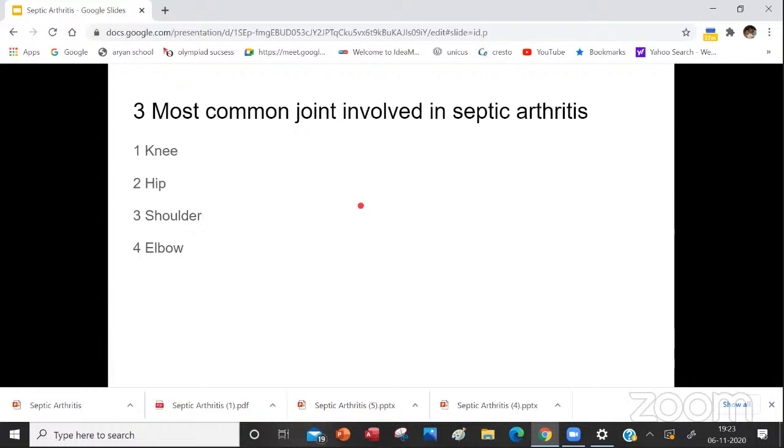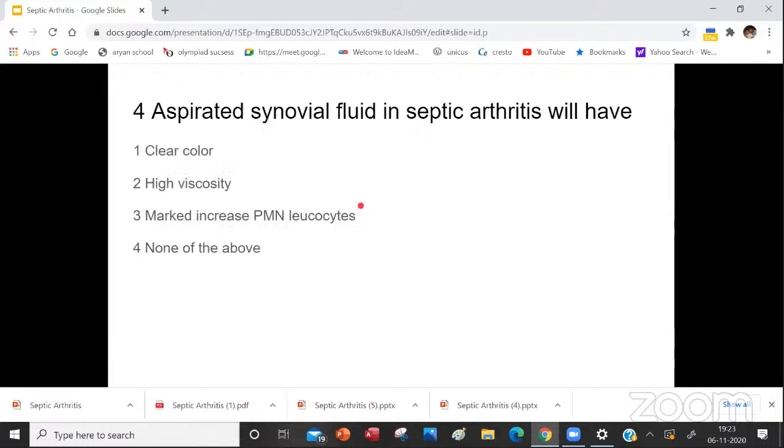Most common joint involved in septic arthritis is knee. Of course, there is nothing much to explain. So aspirated synovial fluid in septic arthritis will have... This is very, very important.